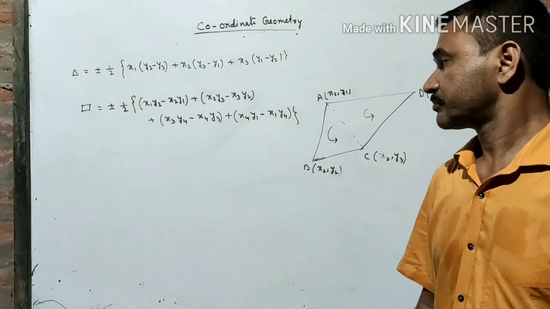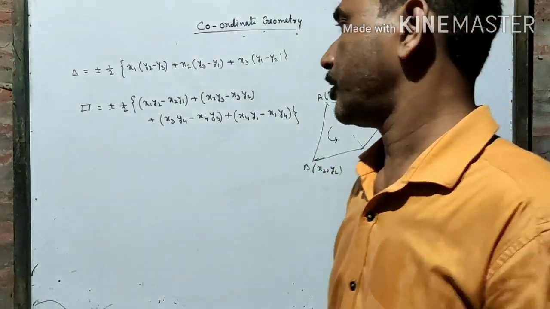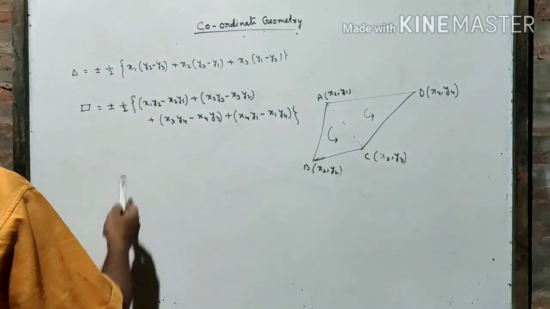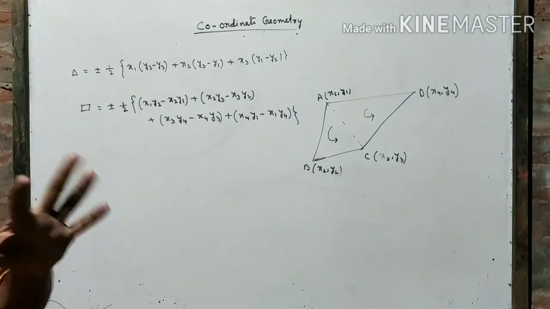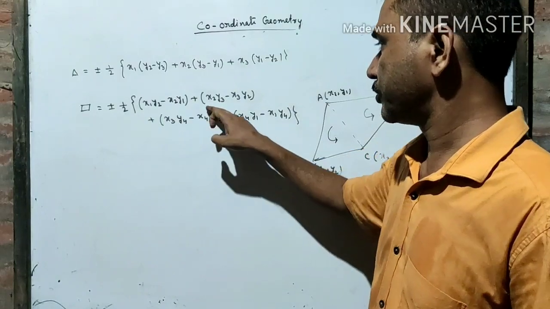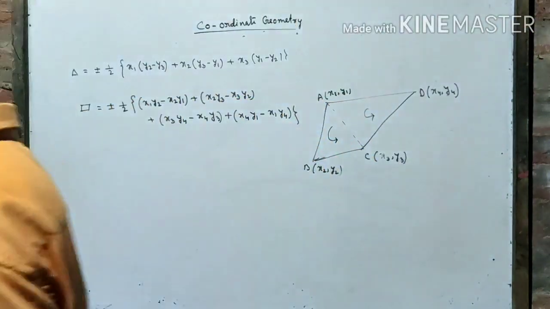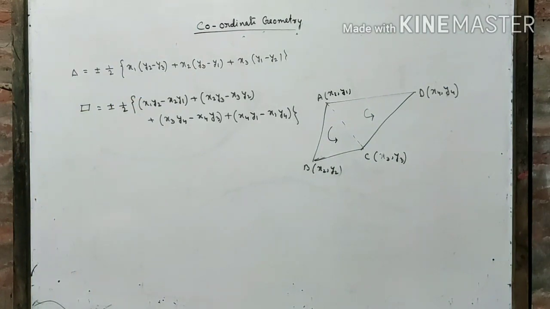Okay, so area of this triangle plus this triangle you can find in that way also, or else you can find by using this direct formula, 1 2, 2 3, 3 4, 4 1. Okay, so I leave it to you. You will find the area of the quadrilateral.